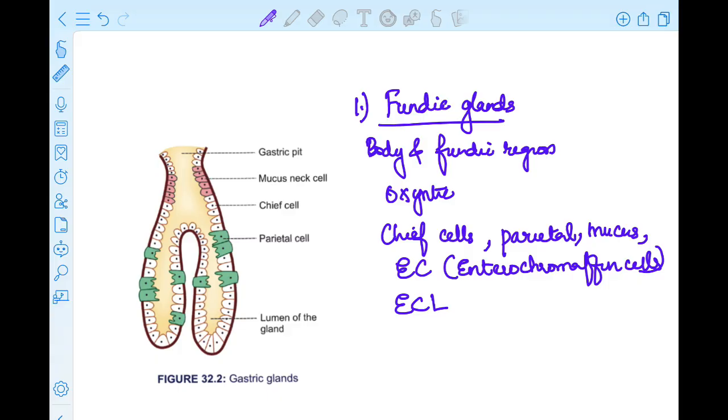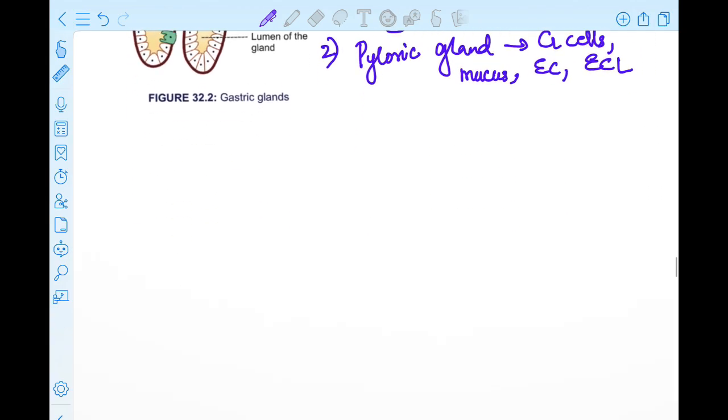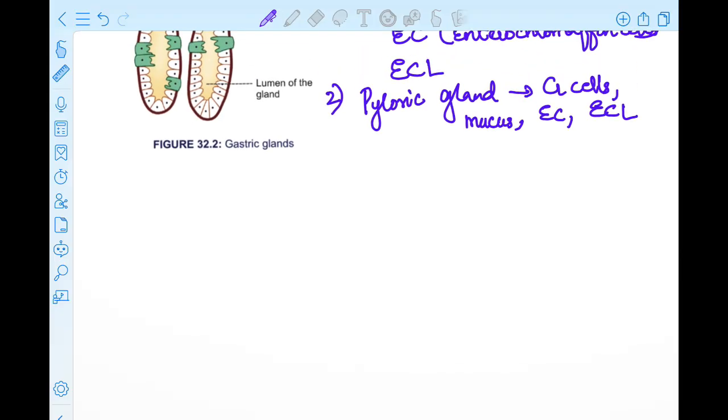And then we have another important gland known as the pyloric gland. The pyloric gland is usually located at the pyloric region, and the key cells present here are the G cells that secrete gastrin. We'll learn about gastrin later on. Then mucus cells are present, EC cells as well as ECL cells. So that's about the pyloric glands.